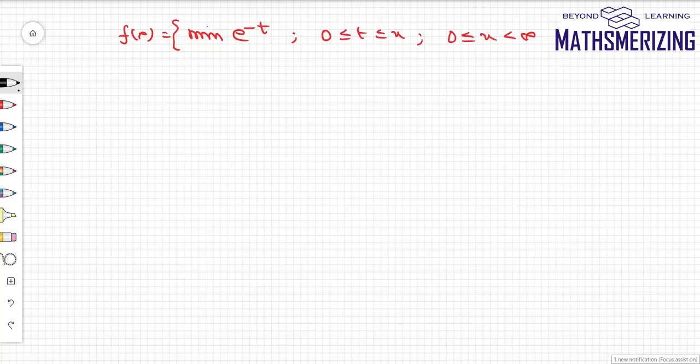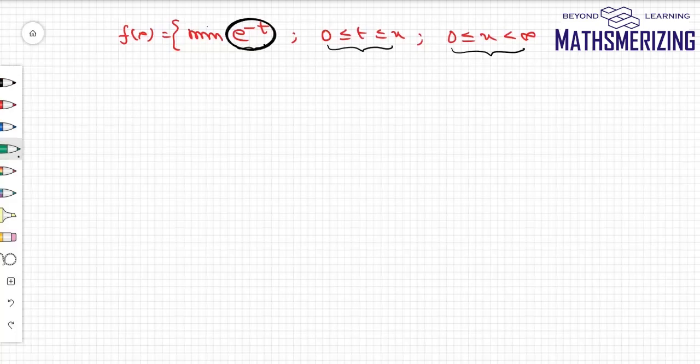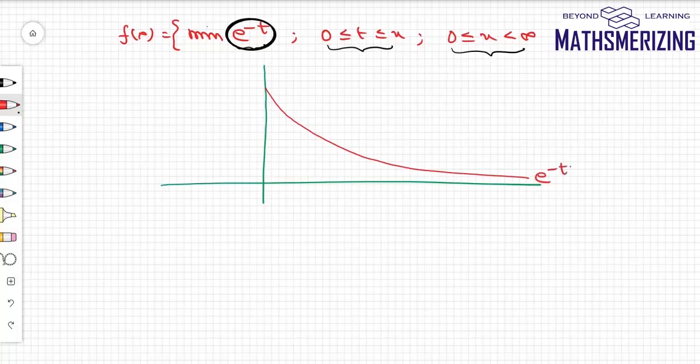Now say for example, a function is defined as minimum of e to the power minus t when t lies between 0 and x, and when x lies between 0 and infinite. So I'll draw the graph of e to the power minus t from 0 to infinite. So that is the graph of e to the power minus t. Now if I choose any point x, the value of t will lie between 0 to x. Now in this interval, I need to find the minimum value of e to the power minus t. Now, because it is a decreasing function, the minimum value of e to the power minus t will lie at x. So here minimum value will be e to the power minus x.